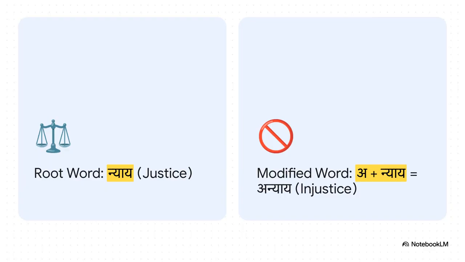Let's start with a prefix, or upsarg, which you stick on the beginning of a word. So the root word here is nyay, which means justice. But just by adding this one tiny little prefix to the front, bam, you get anyay, injustice. A single sound completely flips the meaning on its head. That's how powerful these little modifications are.